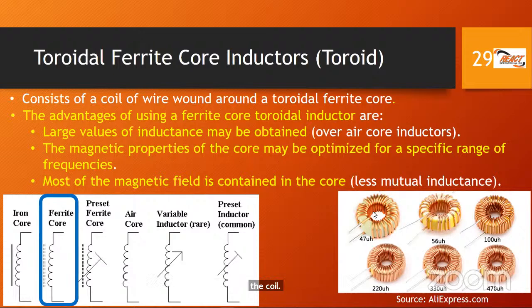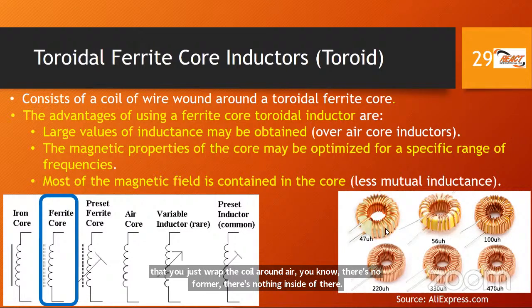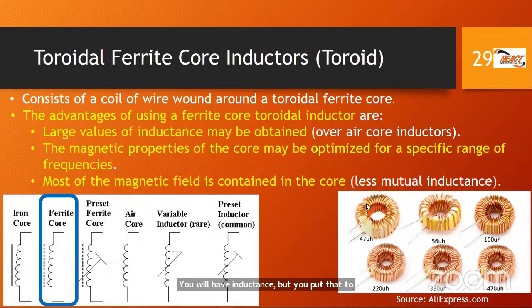That significantly increases the inductance. If it were an air core, meaning that you just wrap the coil around air, there's no former, there's nothing inside of there, you will have inductance. But you put that toroidal material, that ferrite material inside of there, or wrap the coil around ferrite, and you significantly increase the inductance of that coil just by using that ferrite material inside of there. So that's an advantage of a toroidal ferrite core inductor. Large values of inductance may be obtained as compared to just a plain air core inductor.